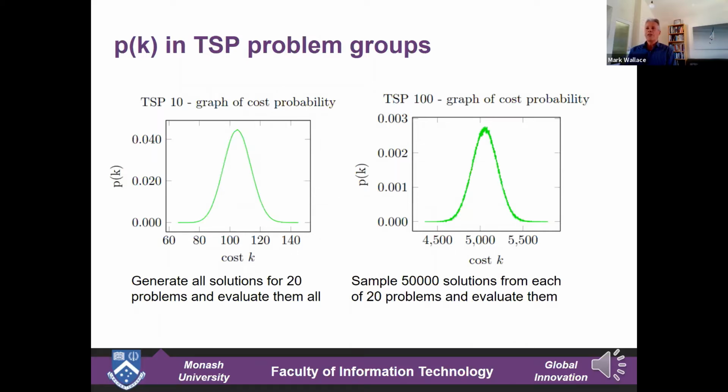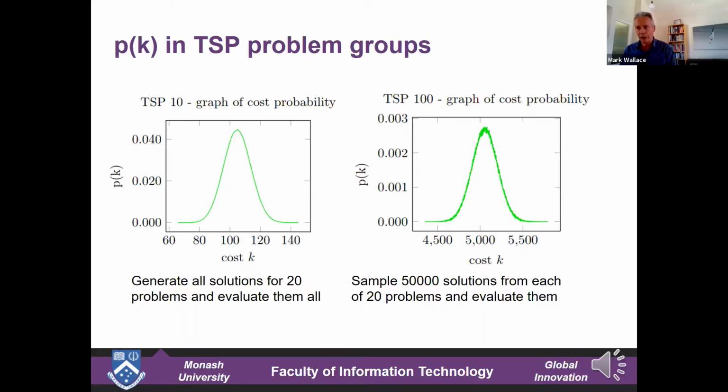So this is a fairly typical structure in terms of the probability of points having certain fitness. Just taking traveling salesman problems, TSP with size 10. We take a whole set of TSPs of size 10, and to generate this expected PK, we just generate all solutions for, say, 20 problems at random and evaluate them all and find out the fitness of each solution. So again, we get the same shape.